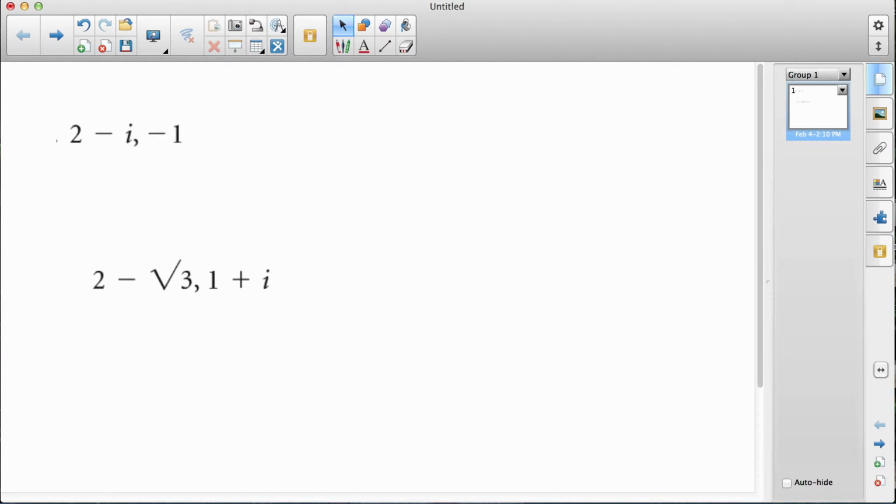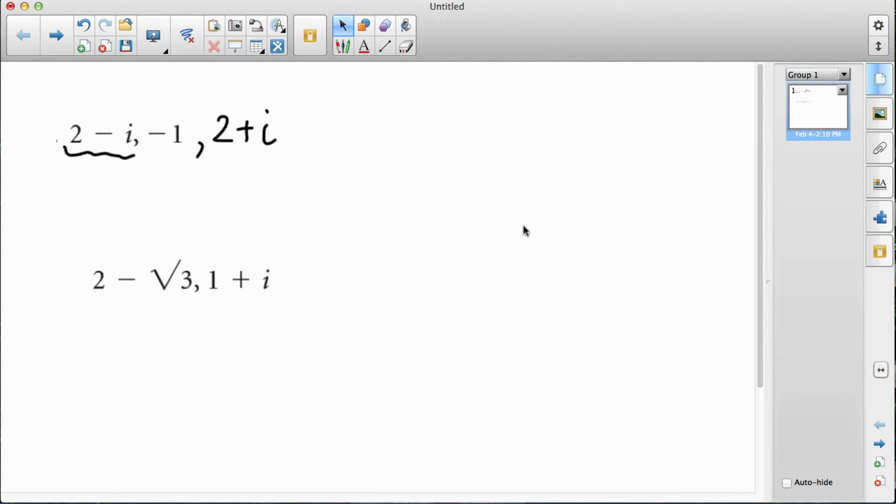Okay, here's a couple questions from the book where they're asking to find the polynomial with the lowest degree that has these as its zeros. First thing to mention is that if you have a complex zero like this one, they always come in pairs. So if you have a 2 minus i, you must also have a 2 plus i.